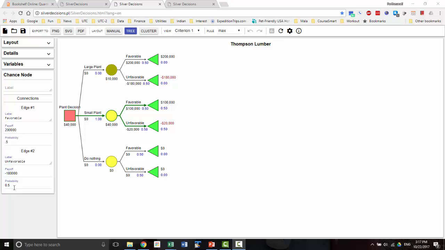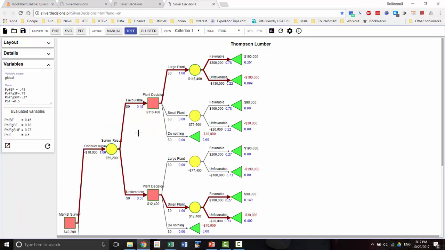Then later in the last example that we saw, we decided that we're going to hire a consulting company to do a survey and then revise the probabilities of favorable and unfavorable based on what the survey results are. So in that case, if the survey predicted favorable, then we revised the probabilities for favorable and unfavorable market as 78% and 22% instead of 50-50. And if the survey predicted unfavorable market, we revised the probabilities to 27% and 73%.